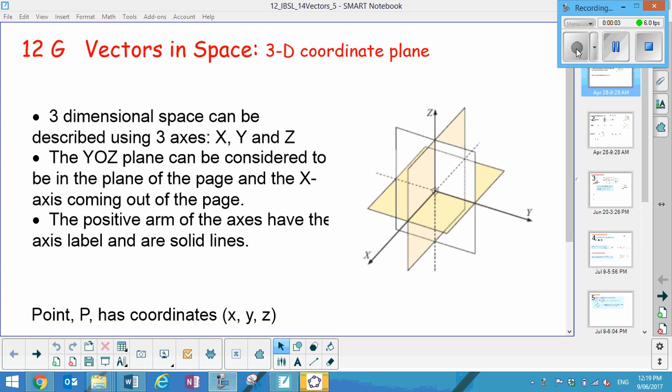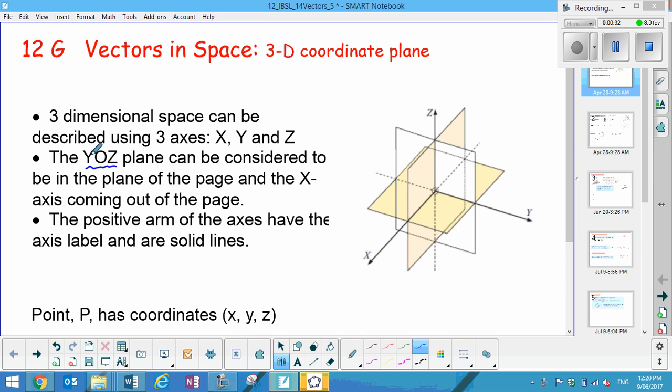Hello IB, we're now looking at 12G, which is vectors in space, which means we're going into 3 dimensions. So up to now we've just looked at 2-dimensional vectors, but in 3-dimensional space we're going to be using the 3 axes, our x, y and z axis, or xyz axis. If you think of the YOZ plane, depending which pronunciation you want, it's the plane involving the y-axis, O the origin, and the z axis.